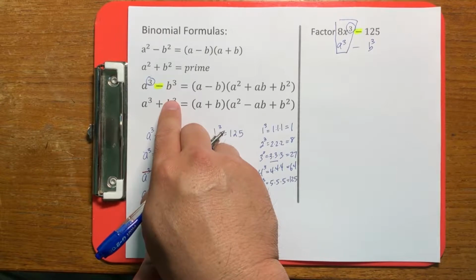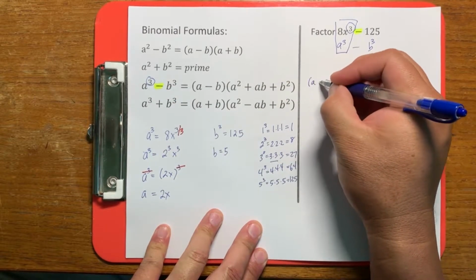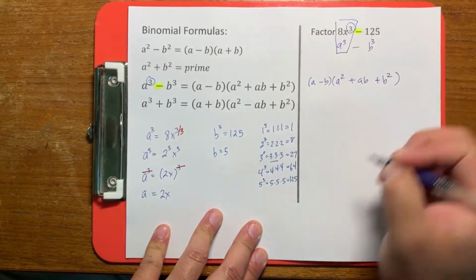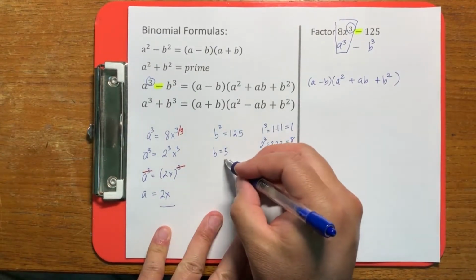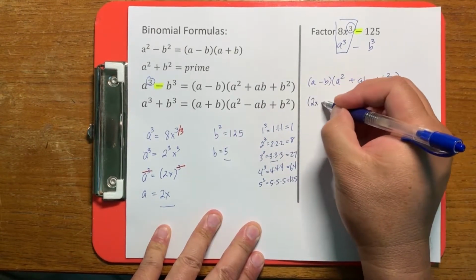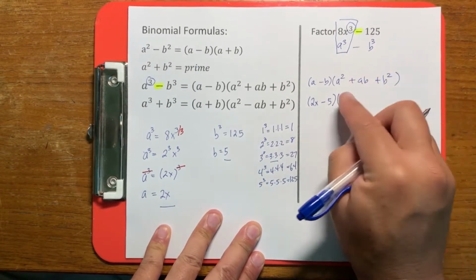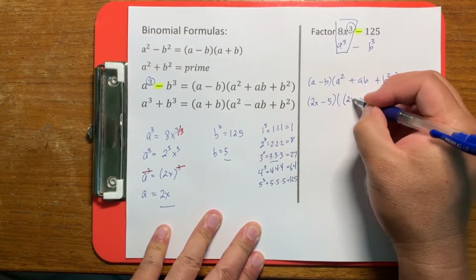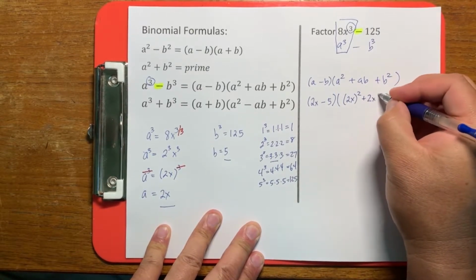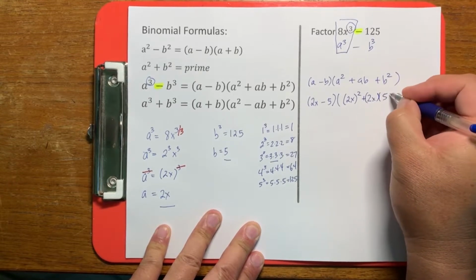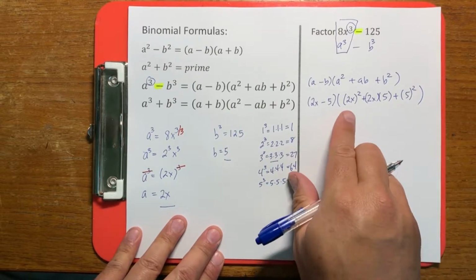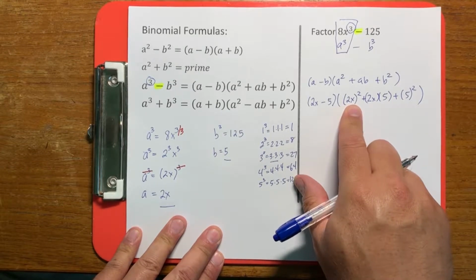So we can see that a cubed minus b cubed is equal to a minus b, a squared plus ab plus b squared. So let's put in 2x and 5 everywhere we see an a and a b, and you'll get 2x minus 5. And then remember, when we do a substitution, we need to use parentheses. 2x times 5 plus 5 squared.